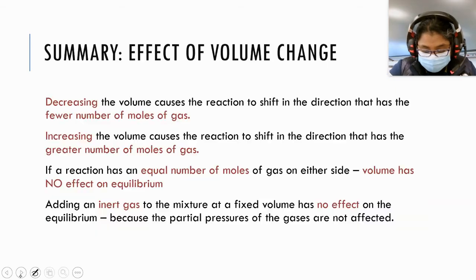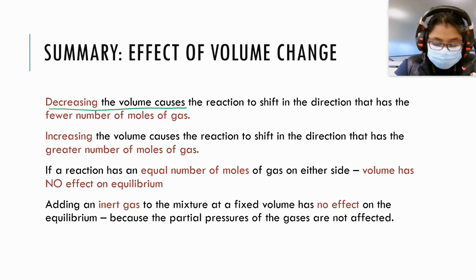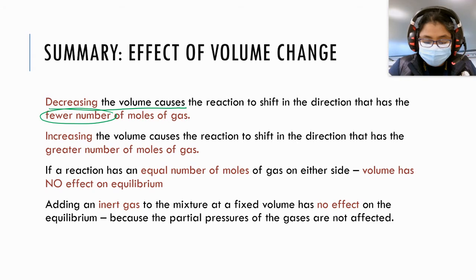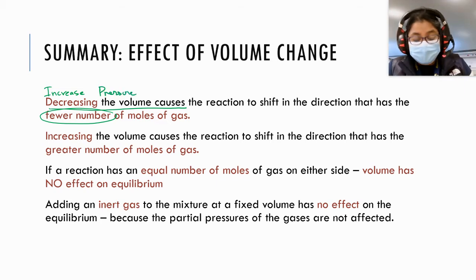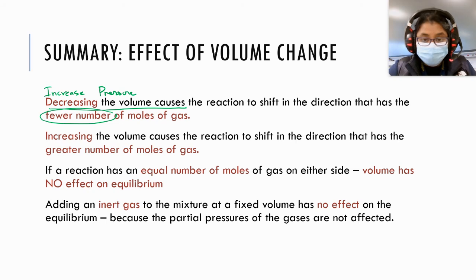Now here is a summary. Decreasing the volume causes the reaction to shift in the direction that has the fewer number of moles of gas, okay? Decreasing the volume is also increasing the pressure. I just read that wrong for a second. So decreasing the volume means increasing the pressure. So I'm going to say increase pressure, and so the reaction will shift where there's a lower number of moles of gas.